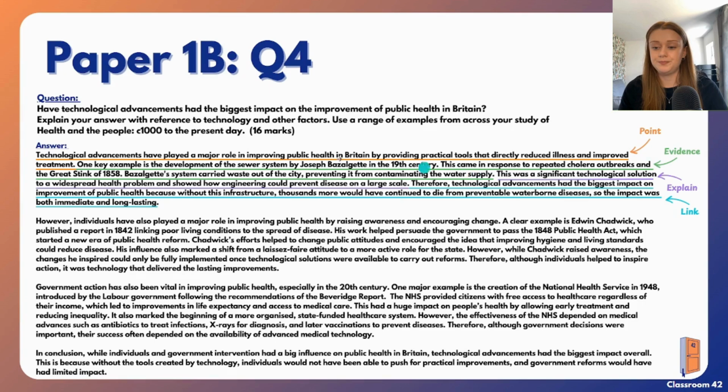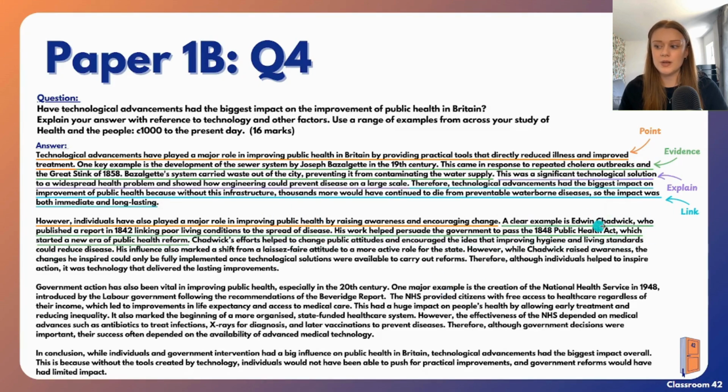So we're explaining why we think that technological advancements was the biggest impact, and we have stated that yes, we think that had the biggest impact. So then we can bring in our second factor. So here we're bringing in individuals. So however, individuals have also played a major role in improving public health.